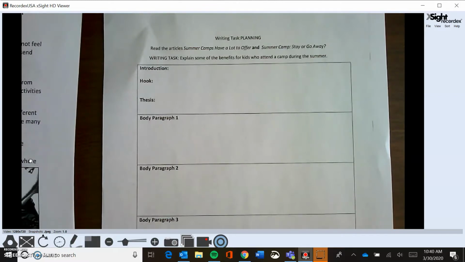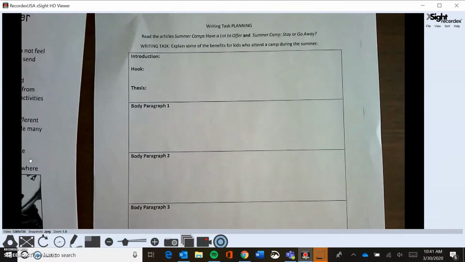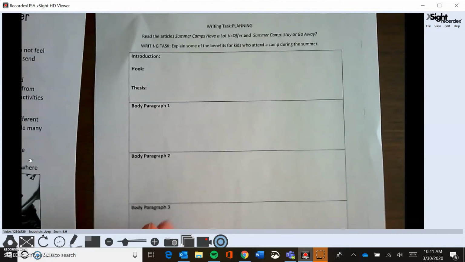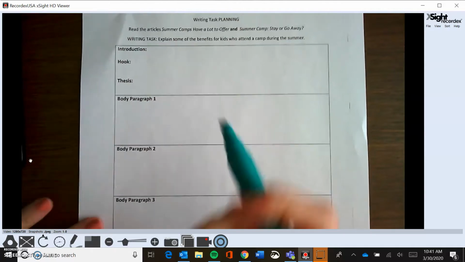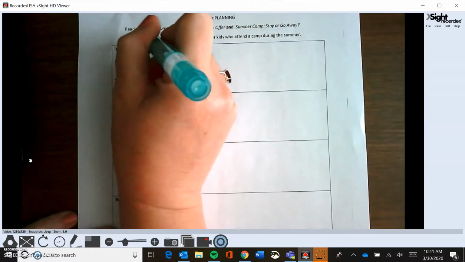So you are actually giving information. You're giving facts to someone. And you're using these 2 articles to collect your facts, and then you're putting them into an essay. So you're going to be teaching someone something or giving someone information on something. It's not your opinion. It's not a made-up story. It's actual factual information.